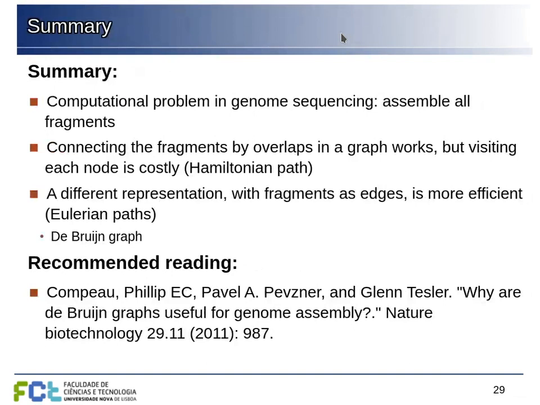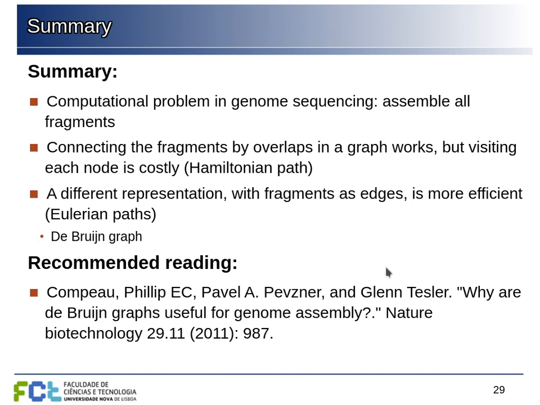So to sum up, we saw this problem, assembling all the fragments, and the big difference here is that if we consider the fragments to be the nodes and try to visit all the nodes in the graph, connecting the nodes by the overlaps, this gives us a very costly computational problem to solve. But if we represent the overlaps or the common suffixes and prefixes as the vertices, the nodes on the graph, and the actual reads that we have, the fragments that we read, are the edges, this becomes much more efficient, because finding paths that cover all the edges is much easier than finding paths that cover all the nodes.